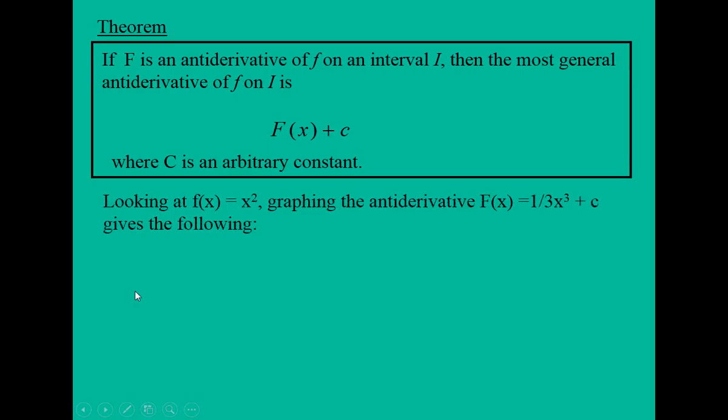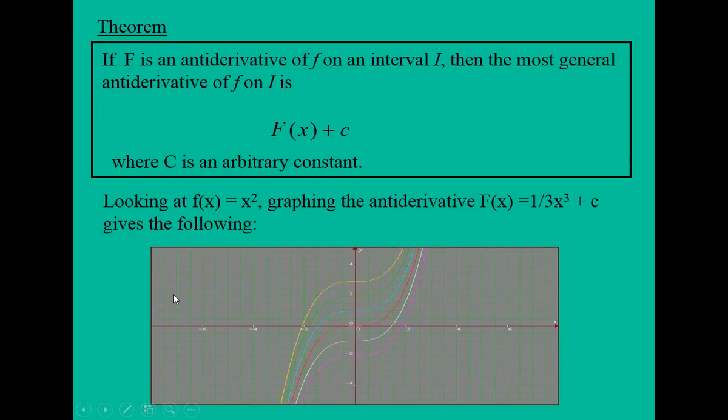Now, if we were to graph the antiderivative of the function that we were looking at, our f of x equals x squared, since we would get 1/3 x cubed plus some constant, we would get what's called a family of curves. And I've just drawn in a few of them here. We would have an infinite number of curves because C could take on any value.